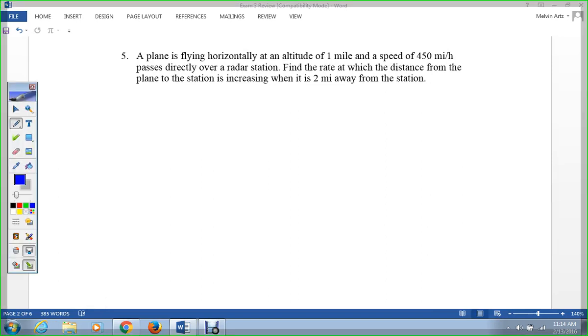A plane is flying horizontally at an altitude of 1 mile and a speed of 450 miles per hour, passes directly over a radar station. Find the rate at which the distance from the plane to the station is increasing when it is 2 miles away from the station.